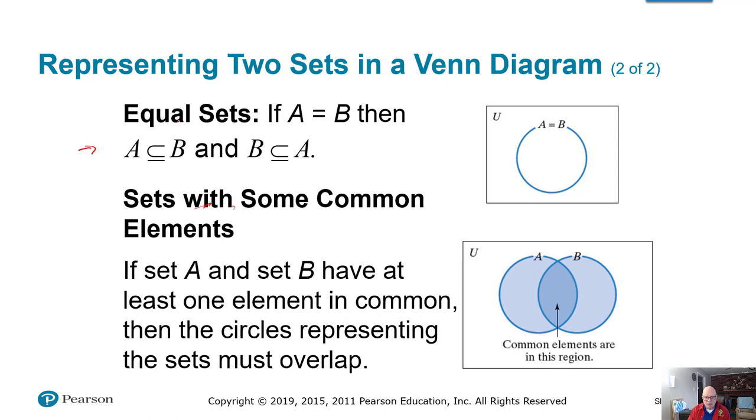If they have some common elements, those common elements are represented by this intersection. Anything inside here, if you look at the picture, it's in A, but it's also in B. And those are the common elements, or the intersection.